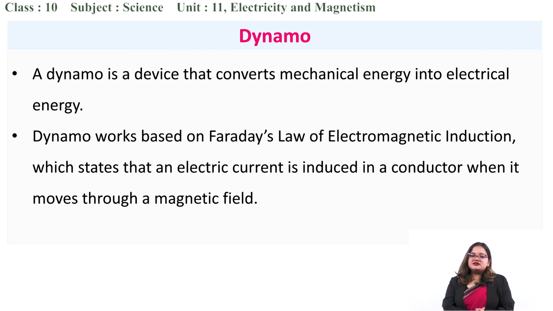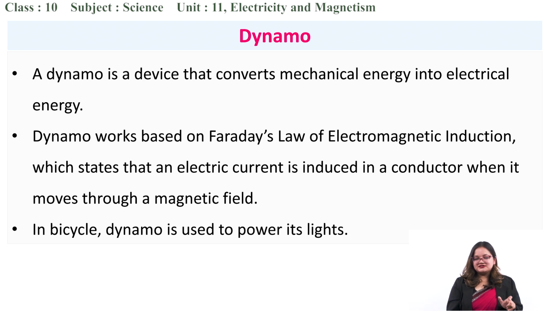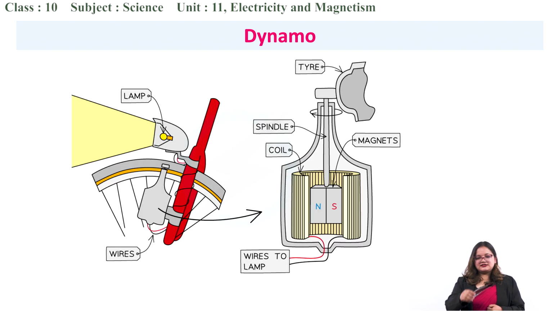It also works on Faraday's law of electromagnetic induction, meaning it is the application of that particular principle. It states that an electric current is induced in a conductor when it moves through a magnetic field. We already studied about it. The term dynamo, I think you might have heard it with some other word, and it might be bicycle, because in a bicycle, dynamo is used to power its light. So in a cycle, if they have to power their lights, they use dynamo. Now what exactly is the working structure of dynamo? Let me show you this in your next slide.